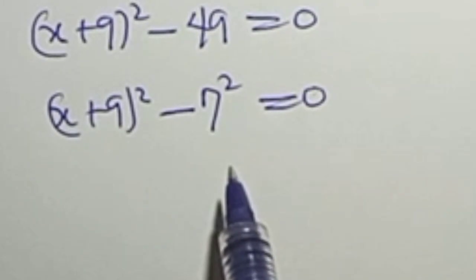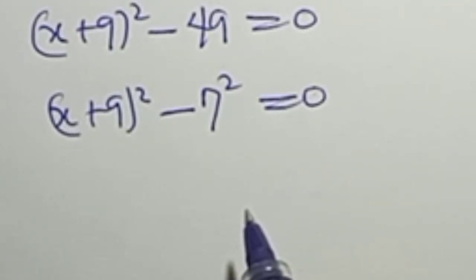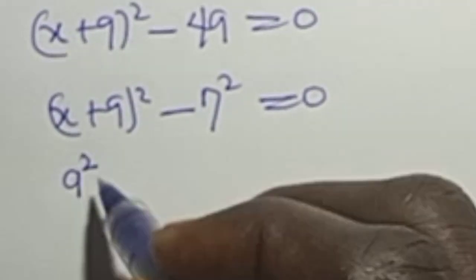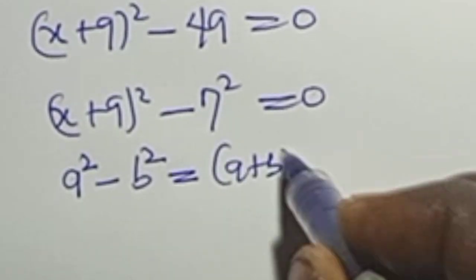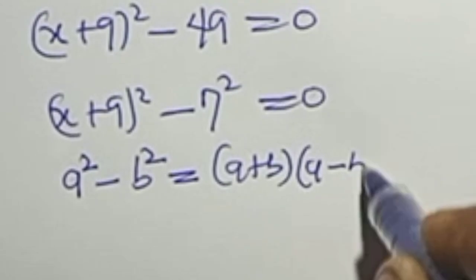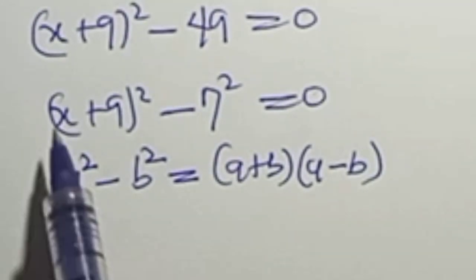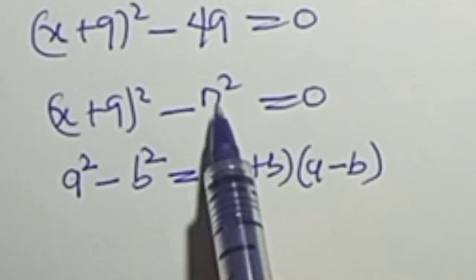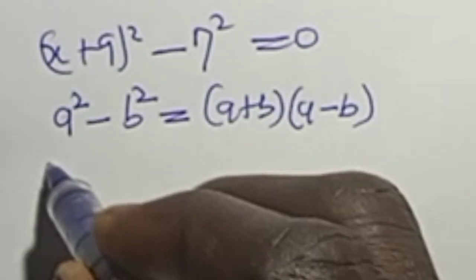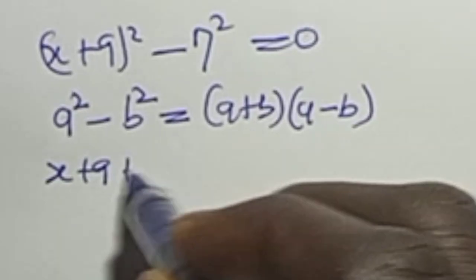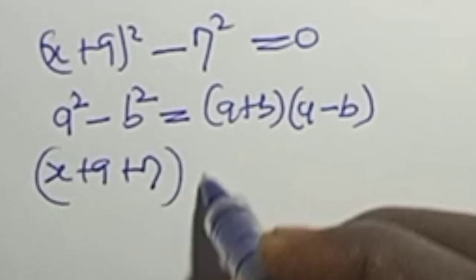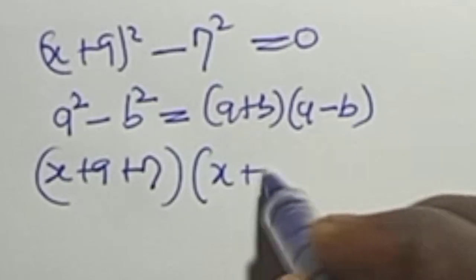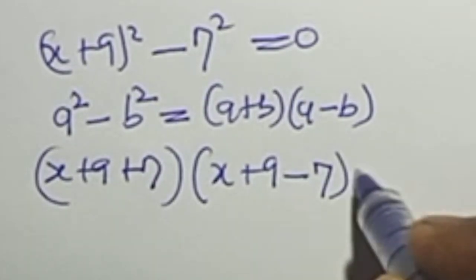Here, this is a typical example for the difference of two squares, which is represented in algebra as a to the power of 2 minus b to the power of 2 is equivalent to a plus b times a minus b. And our a is x plus 9 and b is 7. So that our equation becomes x plus 9 plus 7, put in a bracket, and s plus 9 minus 7 is all equal to 0.